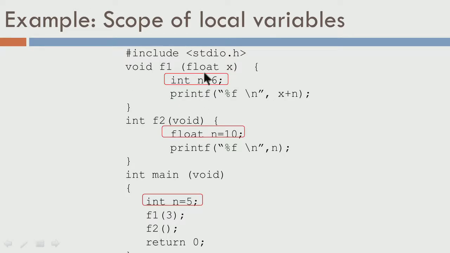So, x and n are local to f1. They get created when f1 is called, and they get destroyed when f1 returns. Similarly, n gets created when f2 is called, and it is destroyed when f2 returns. These variable names are essentially local. They do not interfere with what is there in the caller. In this case, in fact, this n was a floating point and this was an integer and this was an integer. For all you care, there may be another function where n is a character or even a pointer and so on. It does not matter.